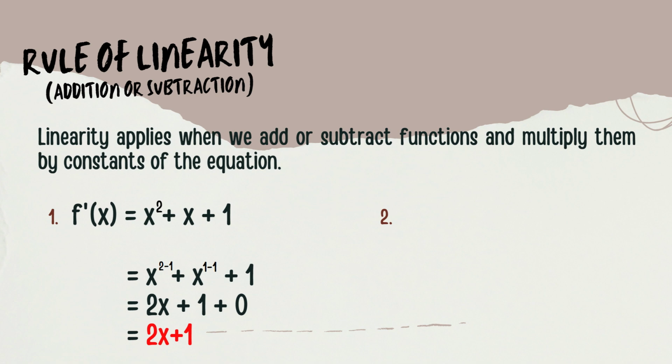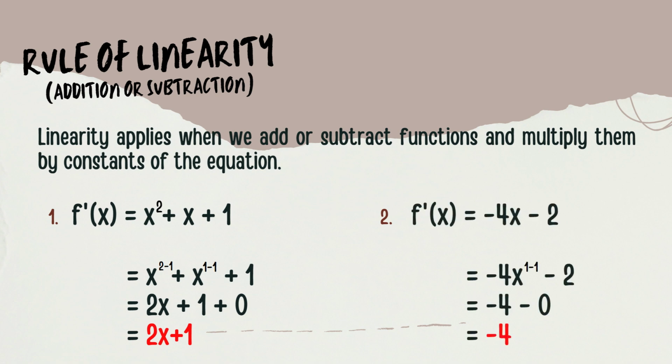Proceeding to number 2, we have f prime of x is equal to negative 4x minus 2. Iminus natin sa 1 lahat ng exponent kaya naging negative 4x raised to 1 minus 1 minus 2. Ibinaba natin yung 1 and minultiply sa negative 4 kaya naging negative 4 minus 0. And our final answer will be negative 4.